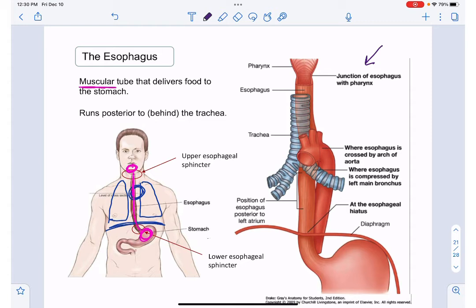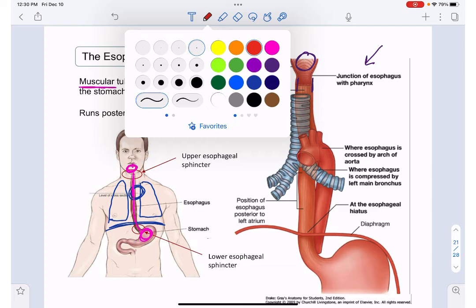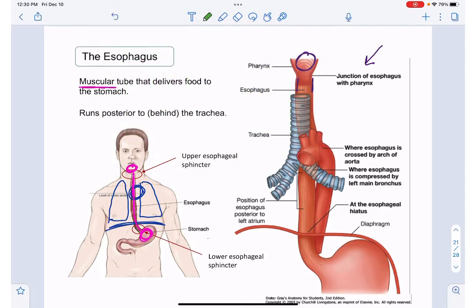Here you can see the esophagus moving down through the thoracic cavity. Here's the pharynx, and it gives way to the esophagus. A couple things that I want to point out. One is that the esophagus runs posterior to, or in back of, the trachea. Here's the trachea, your windpipe. And the esophagus runs in back of that.